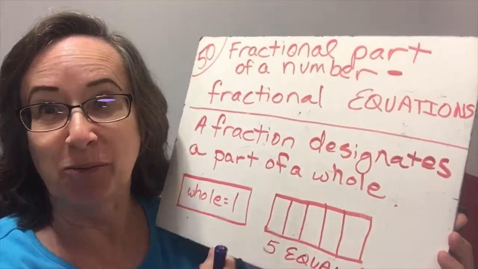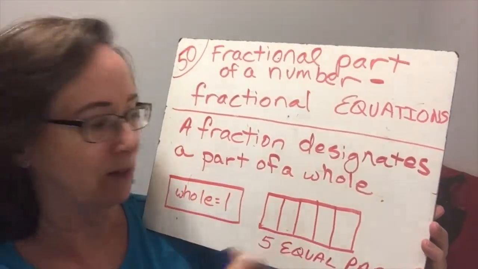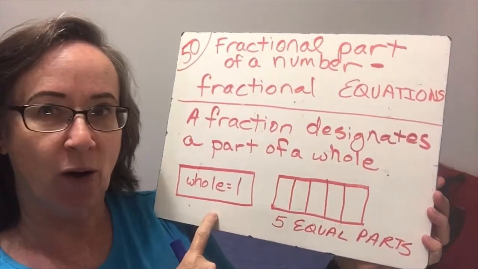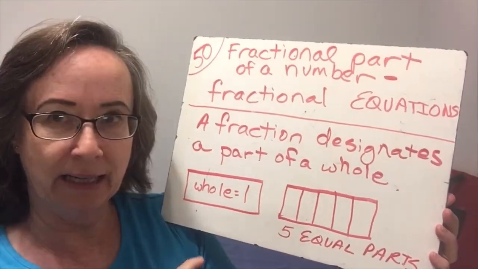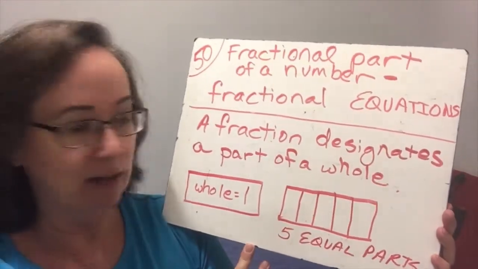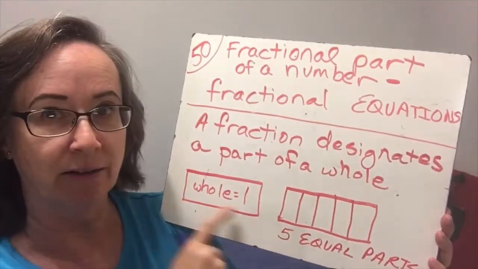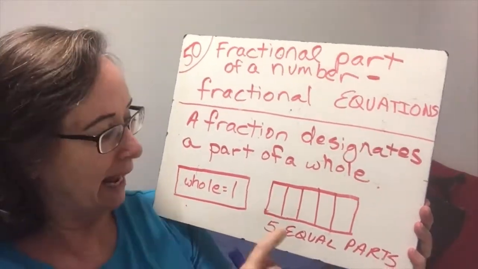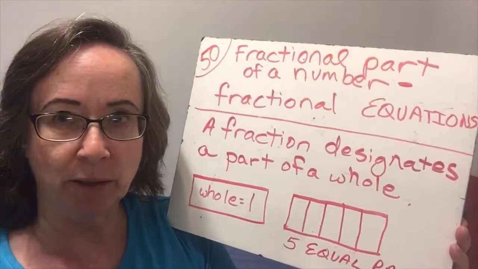Okay, so now we're reviewing our fractions. A fraction designates a part of a whole. And remember, we're going to designate a whole as one because it's one whole. So like a pie or something like that. Here we've got a big rectangle. That is our whole, and then we're separating our whole into five equal parts.